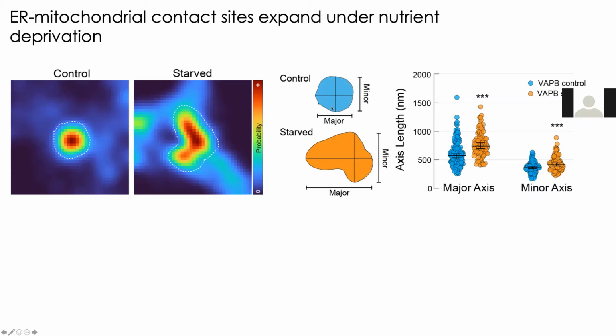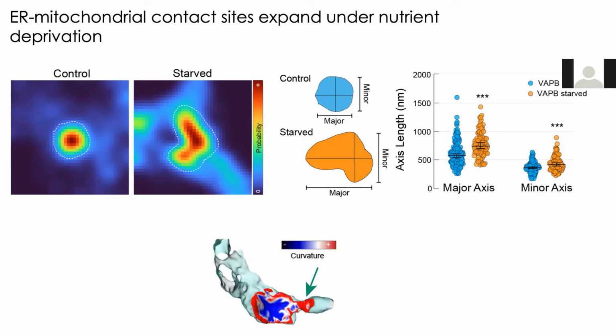And so you can see here, we've just fit minor and major axes to each contact site, and you can see that these expand. One thing that's notable is that under this condition, while there is an expansion in both axes for the contact sites, they do tend to elongate. So actually the major axis has become larger by a larger factor than the minor axis, suggesting the contact site is zippering outwards.